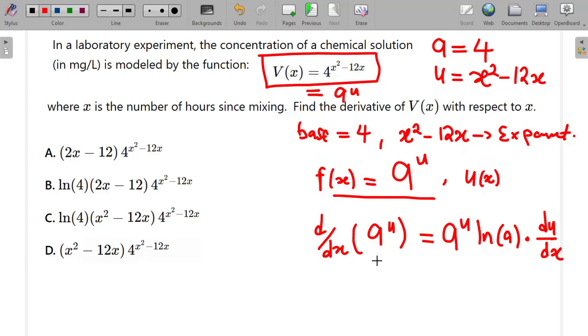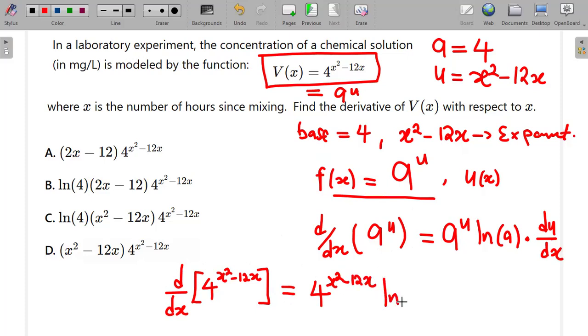So now using this rule, the derivative with respect to x of this function V of x, which is 4 to the power x squared minus 12x, will just be equal to the base, which is the a here, which is 4, to the power u, which is x squared minus 12x, and then ln of the base, which is just 4. I'm following this rule here, multiplied by the derivative of this u with respect to x, du dx.